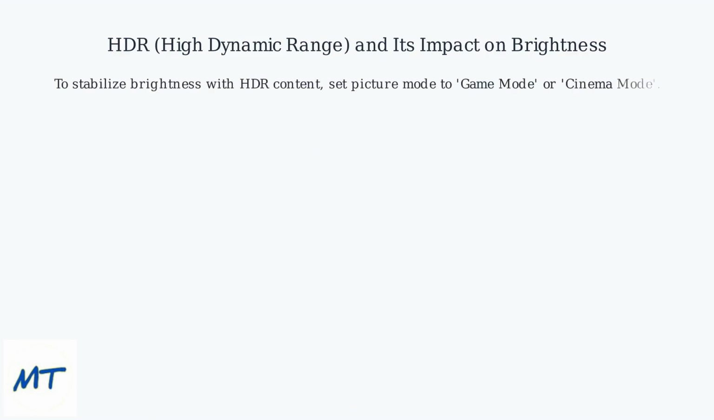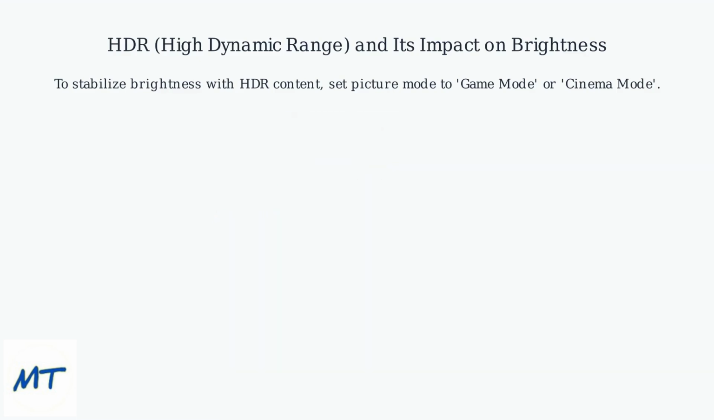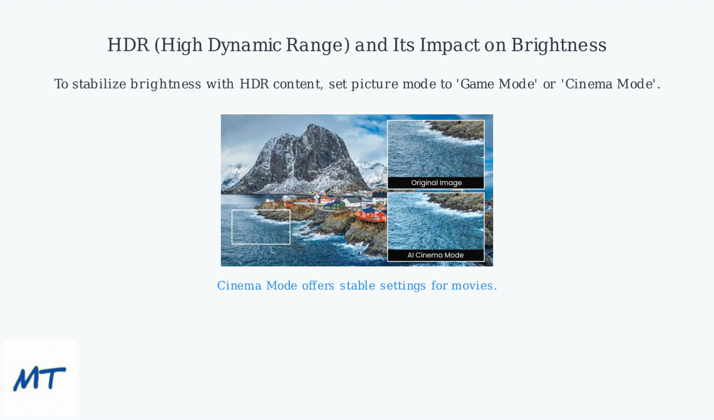To stabilize brightness with HDR content, try setting your picture mode to Game Mode or Cinema Mode. Game Mode provides stable brightness during gaming. Cinema Mode offers stable settings for movies.